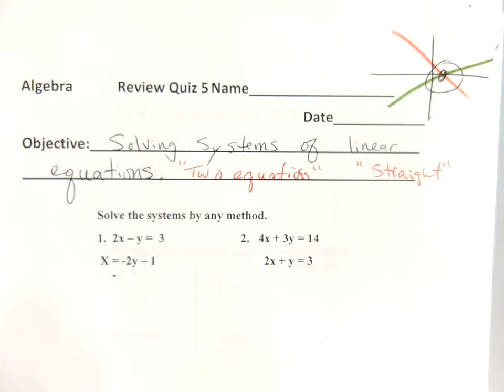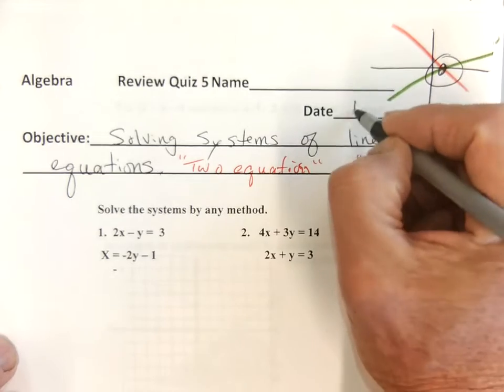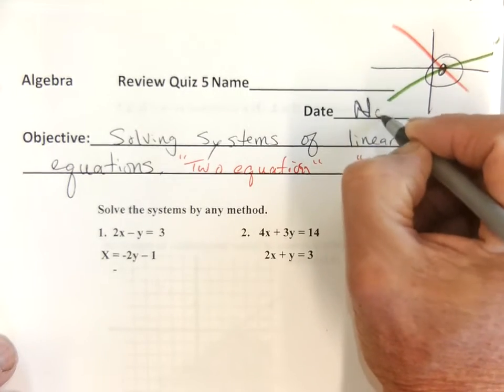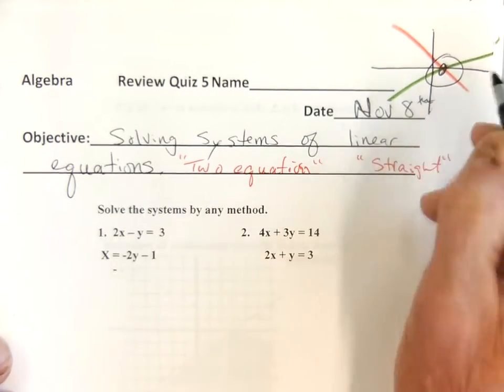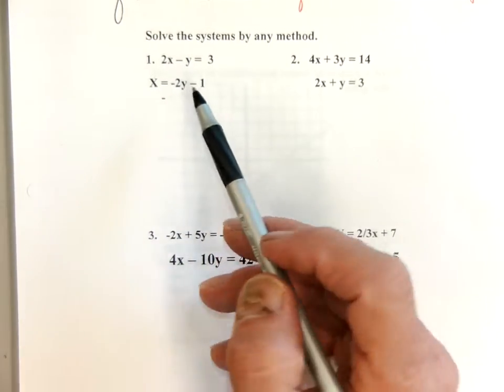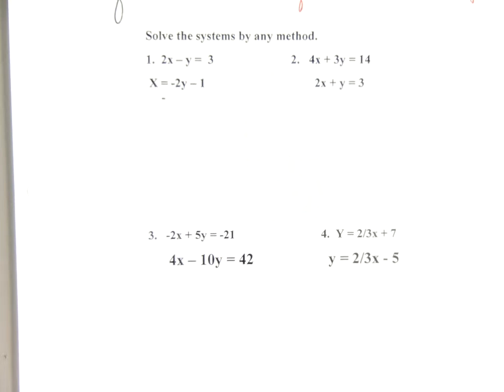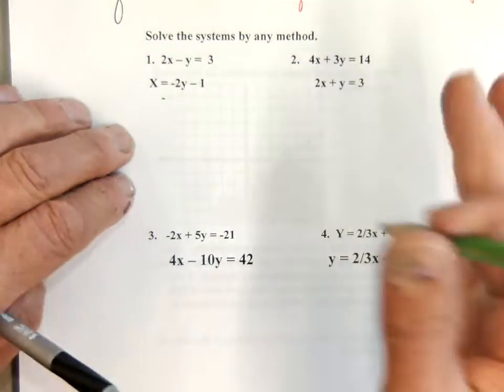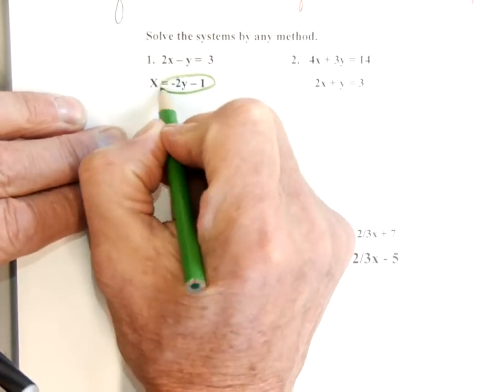So when I take a look at number 1, hold on, it's November 8th. Look at number 1. There's a couple ways to do it. Grace, you could bring over the 2y, right? I'm speaking to Grace because you like it that way. And it says by any method, okay? I'm going to do it by substitution, but your way is fine too, okay? I'm going to do it by substitution only because I see that I have x already solved by itself, okay?